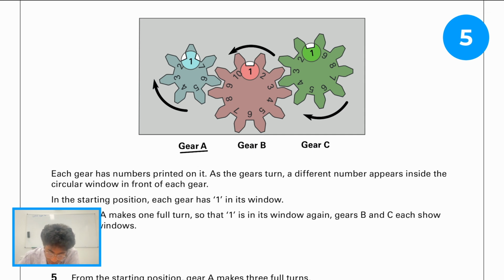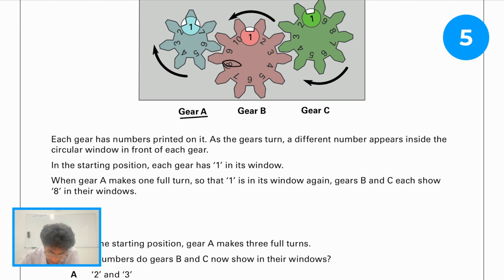After gear A makes one full turn, gears B and C show number 8 in each of their windows. From the starting position, gear A makes 3 full turns. What numbers do gears B and C show?